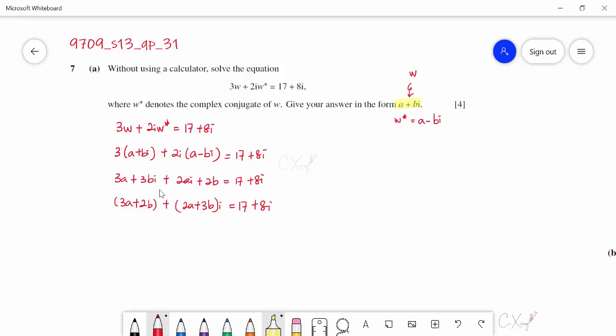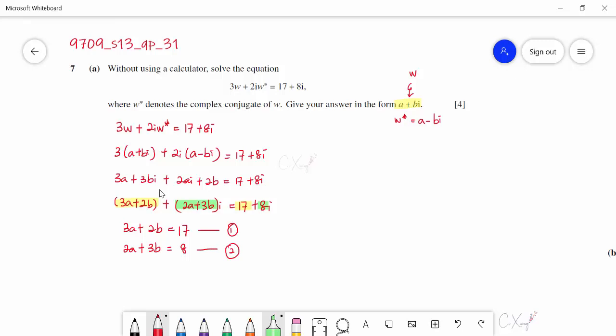From this step, I compare the left hand side real part with the real part on the right. So you find the first equation: 3a plus 2b equals 17. For the imaginary part, you compare the imaginary part on the left with the imaginary part on the right hand side, so you have another equation, which is 2a plus 3b equals 8. Then you solve the simultaneous equations from equation 1 and 2.